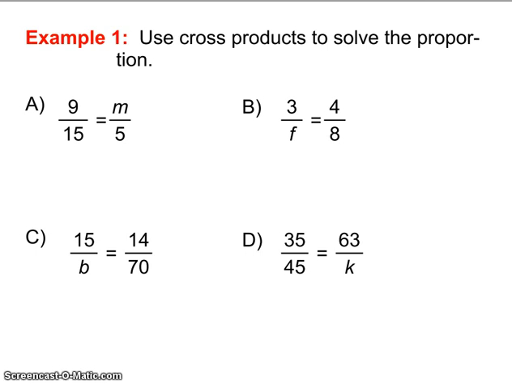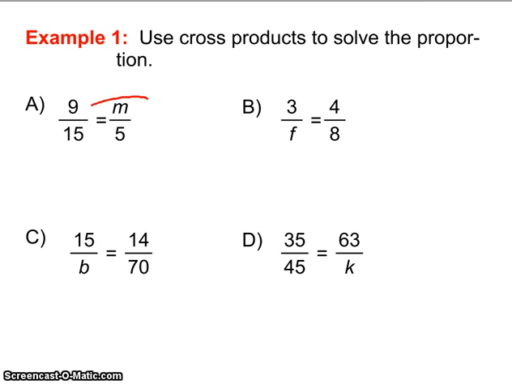Example 1 wants to use cross products to solve the proportion. Now looking at letter A, we have the ratio of 9 to 15, and we know, because there's an equal sign, that it's equal to the proportion of m to 5. However, we have a variable here, m. Do we know what m is if we're using it as a variable? No. So we're going to use cross products and write an equation and then use the steps to solve an equation to find what m is.